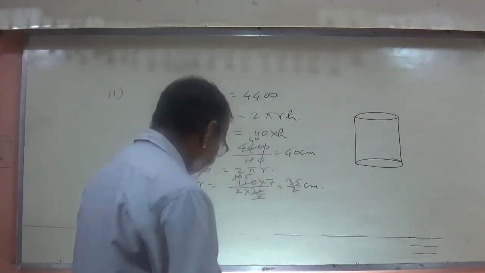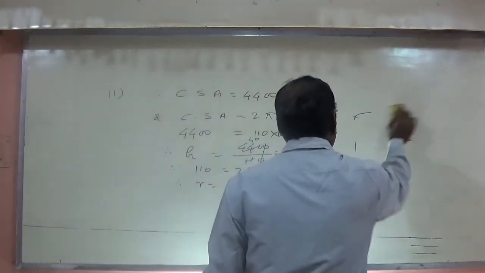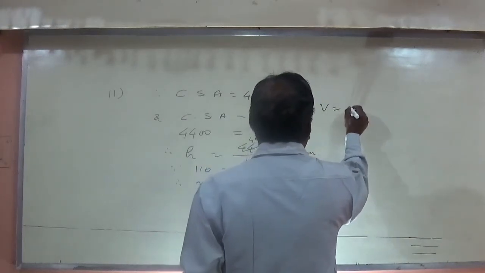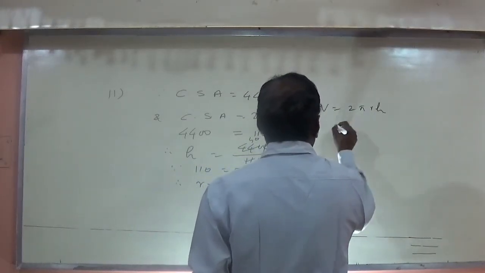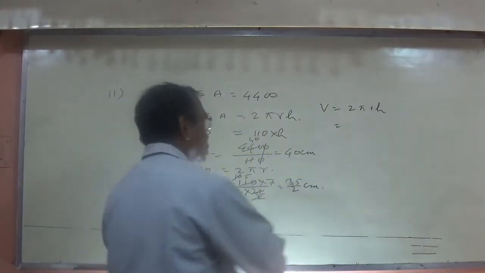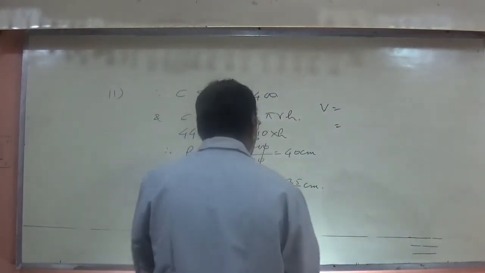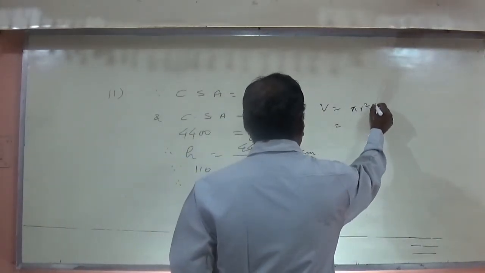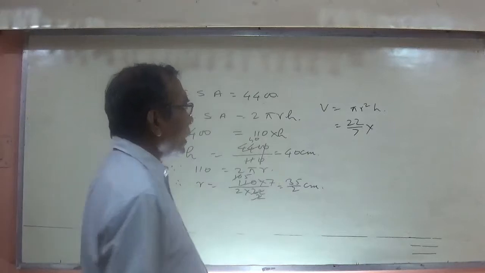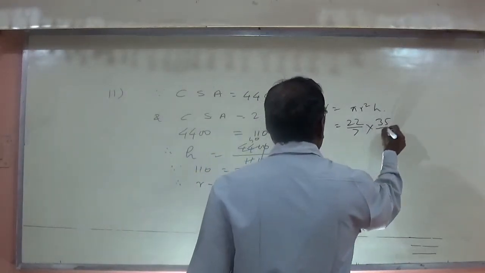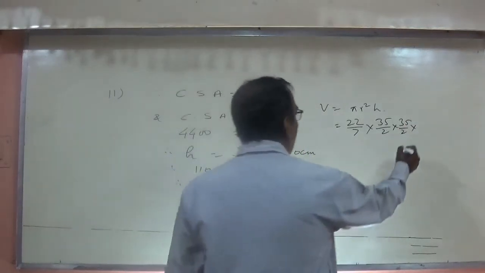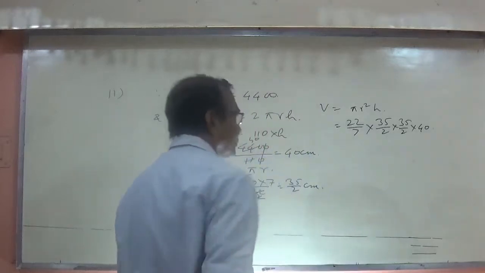I am going to rub the diagram. Therefore volume will be equal to 2 pi r h. No, I am wrong. The volume is pi r square h. Volume of the cylinder is pi r square h. Pi is 22 by 7 and the radius we have got is 35 by 2. Obviously the square is there, so 35 by 2, 35 by 2, into height. Height is 40, so write here 40.